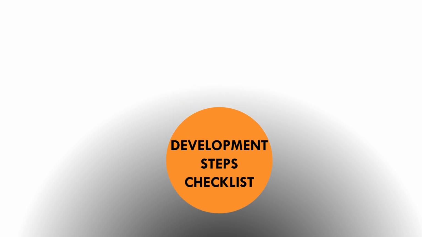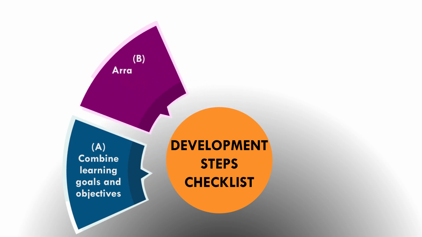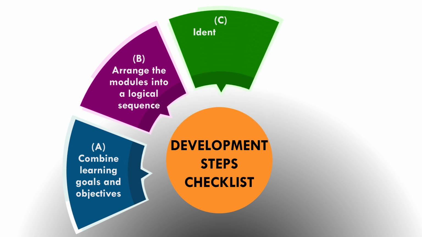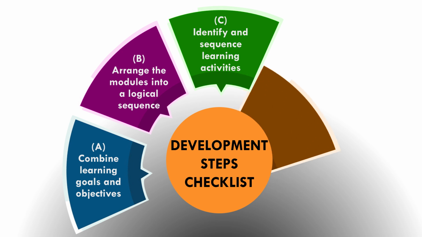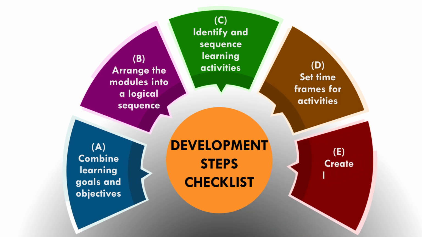Development steps checklist. A. Create a conceptual frame by grouping and combining learning goals and objectives into learning modules. B. Arrange the modules into a logical sequence. C. Identify and sequence learning activities within each module. D. Set time frames for activities and determine training schedule. E. Create logical transitional links between modules that help learners understand the direction and flow of the learning.